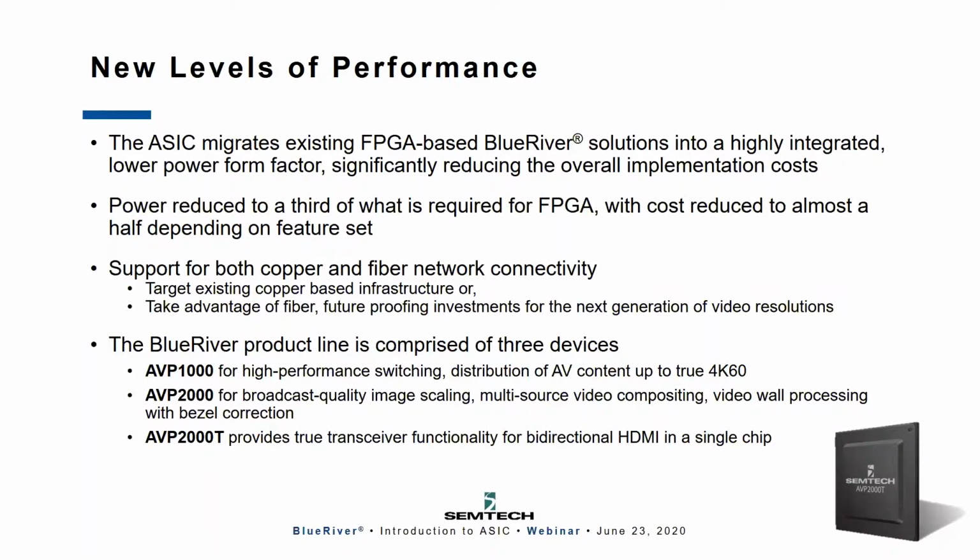We have 3 devices in the BlueRiver product line. We have the entry-level AVP1000, which is designed primarily for just high-performance switching and distribution of AV content. This works all the way up to 4K 60. There's no limitation on format support.